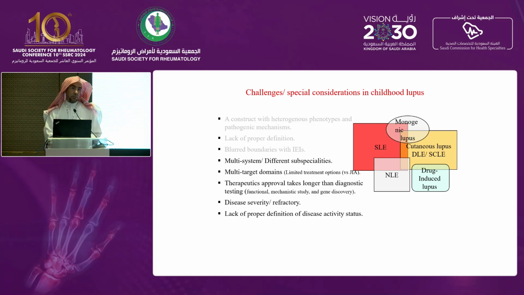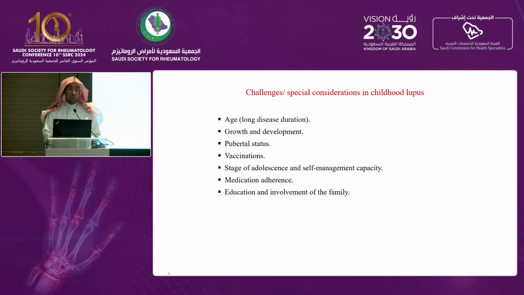We have special considerations in childhood lupus because of age compared to adults. We have a long period of disease compared to adults. We have pre-, peri-, and pubertal disease activity, and maybe the clinical manifestations are different, and the way of treating patients is also different. We also have growth and development to consider, and Dr. Jane will tell us something interesting about growth and its treatment in lupus patients tomorrow. And again, the pubertal status, the stage of adolescence, self-management capacity, medication adherence, and so on.